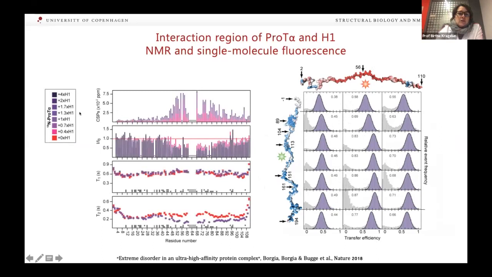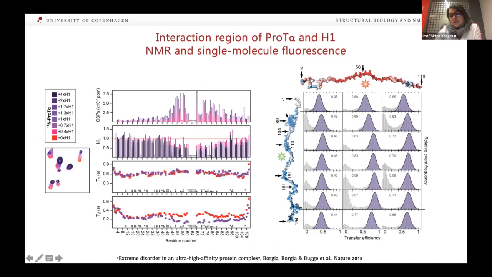Similarly, we used NMR spectroscopy and looked at the changes that happen in the HSQC spectrum upon titrating H1 into N15 labeled prothymosin alpha. Here we can see the changes in the NMR spectra, and here we can quantify them along the chain. This is the chemical shift perturbations. This is the changes in intensity of the peaks. These are relaxation data, and we can see that we also have an effect on the T2 relaxation. So a large part of prothymosin alpha seems to engage in contact with histone H1.